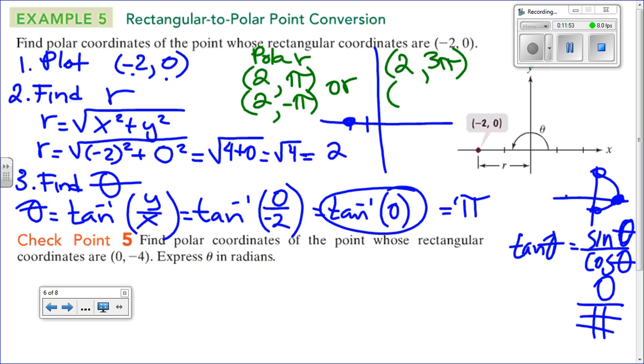Or what if I ask you, I want r to be negative. I want r to be negative 2. So then what would you tell me? Oh, we had one, right? 0. That's 0 and then negative 2, so the opposite side.